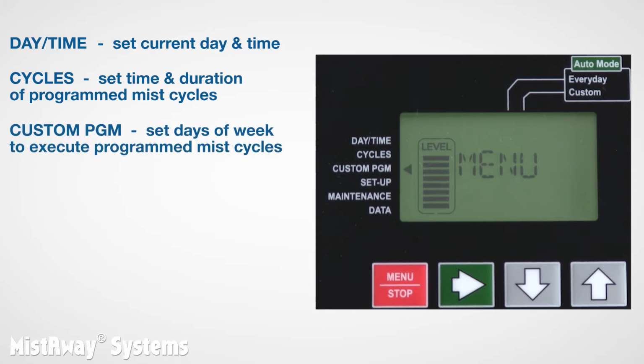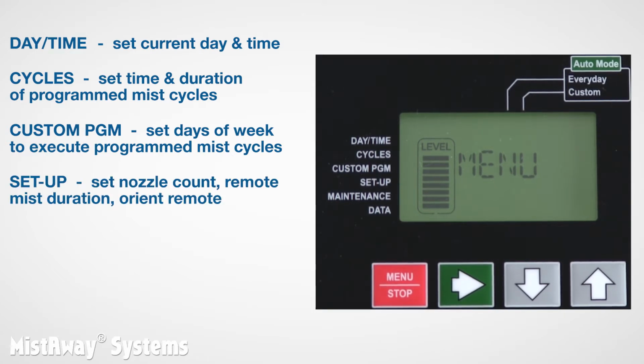The next branch is custom program, used only when the system mode is in auto custom, where you toggle off the days of the week you don't want to mist. The next branch is setup and is primarily used when you're first putting the system into operation. This branch is where you'll tell the controller the nozzle count and electronically orient the handheld remote transmitter to the remote receiver in the unit, among other things.